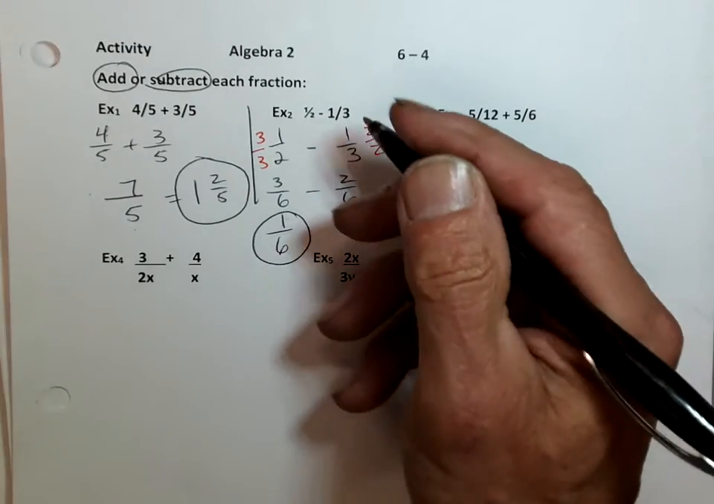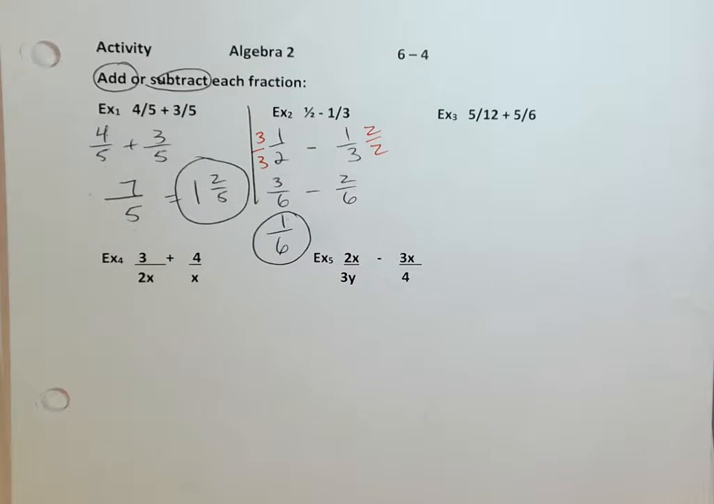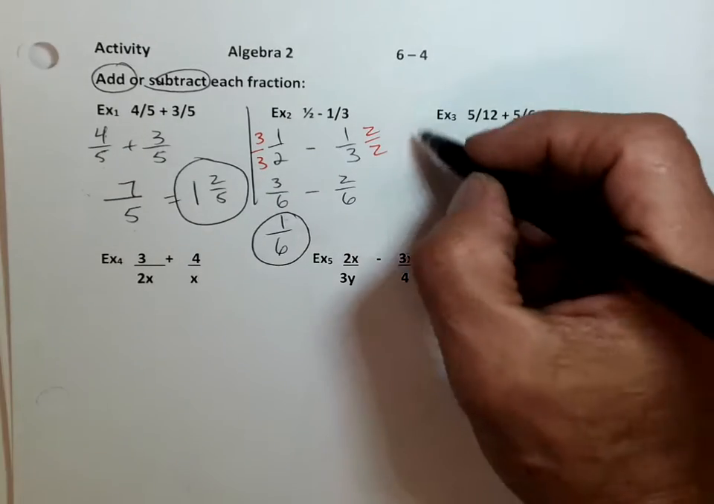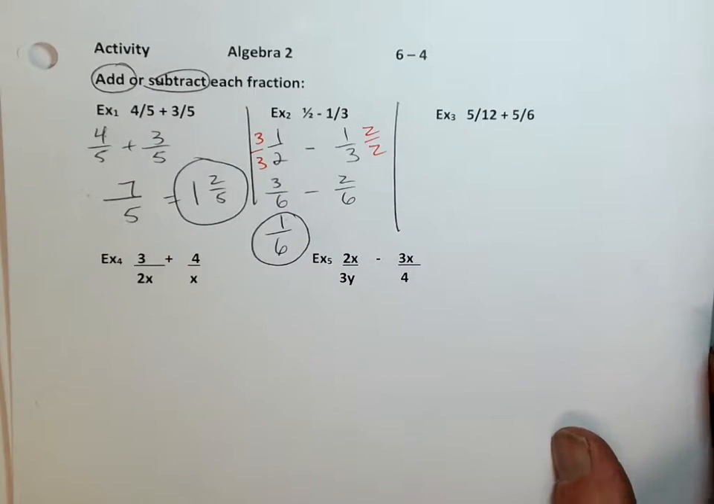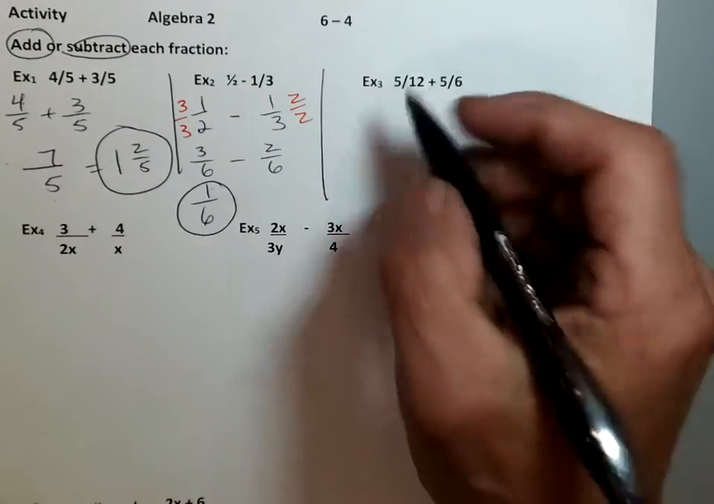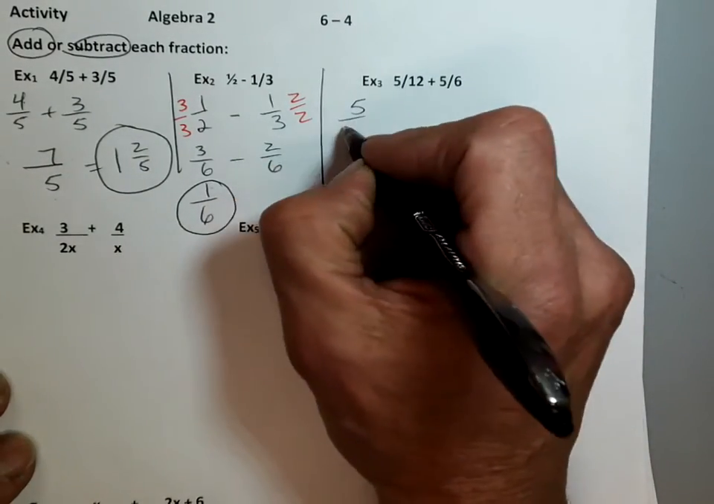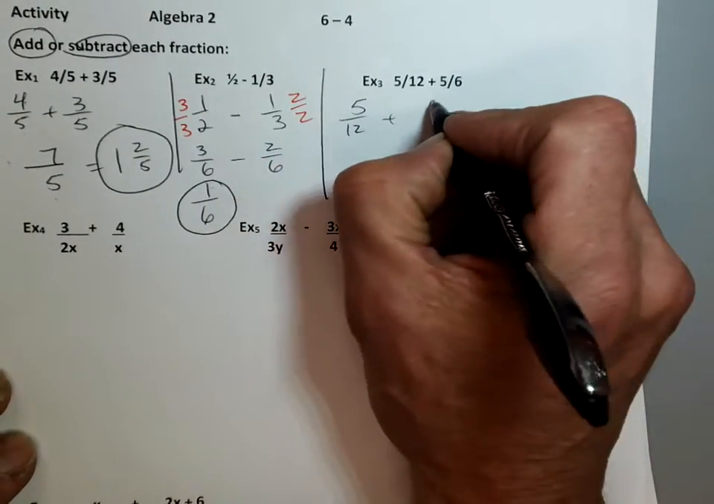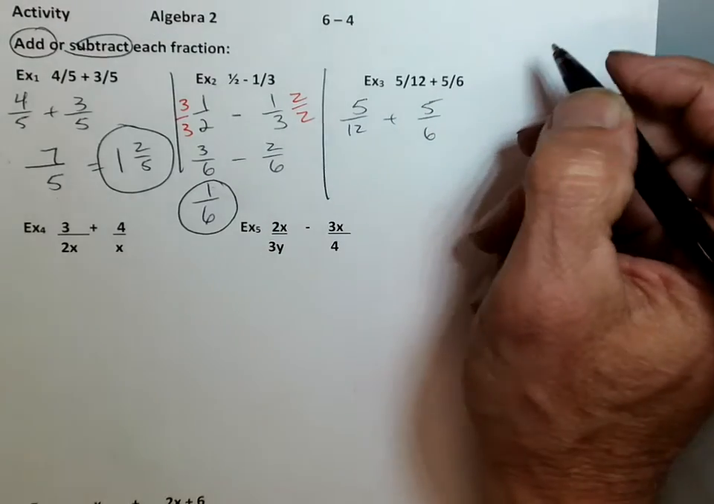Okay, and you've done this. This is just 6th grade math. This is nothing new. We need to look at this before we put in the x's, okay? Okay, example 3. All right, 5/12 plus 5/6. Okay, now there's two ways to do it.